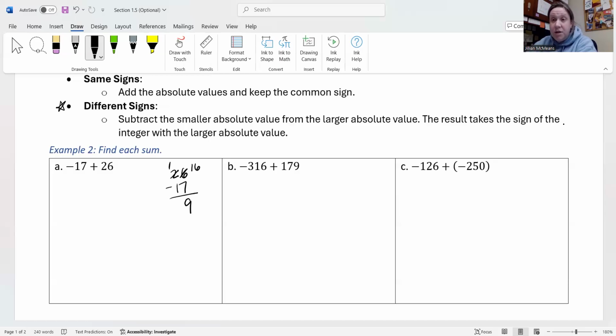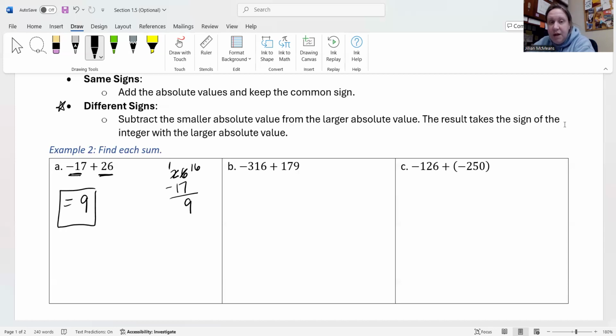But now the question is, is it positive or is it negative? Do I have more negative or do I have more positive? In this case, I have more positive. That means the number with the larger absolute value is 26. Since 26 was positive, my final answer is going to be positive 9.